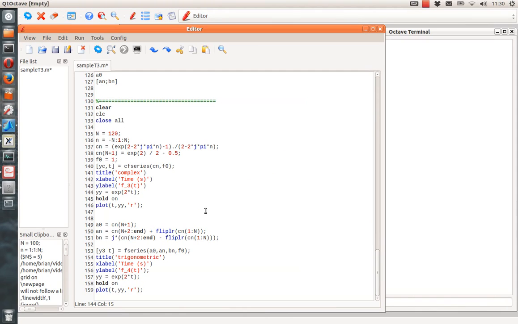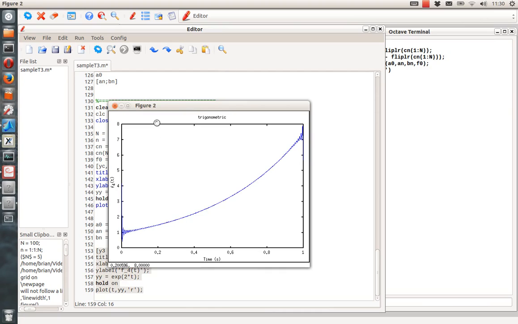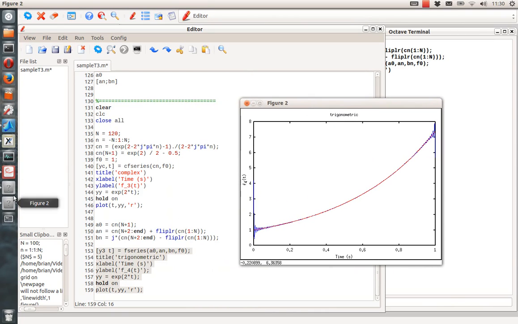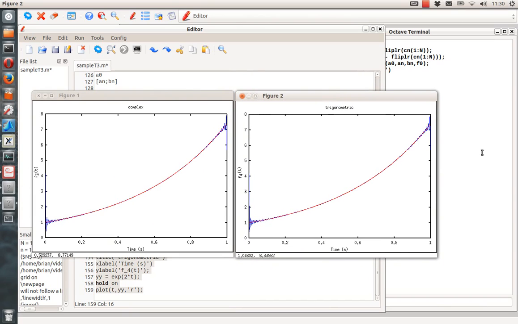Now, in lines 149 to 151, I also converted my complex exponential coefficients into the trigonometric equivalents. That was done here. I used that to generate the trigonometric Fourier series equivalent. As you can see, these two are exactly the same. So complex exponentials is significantly less work.